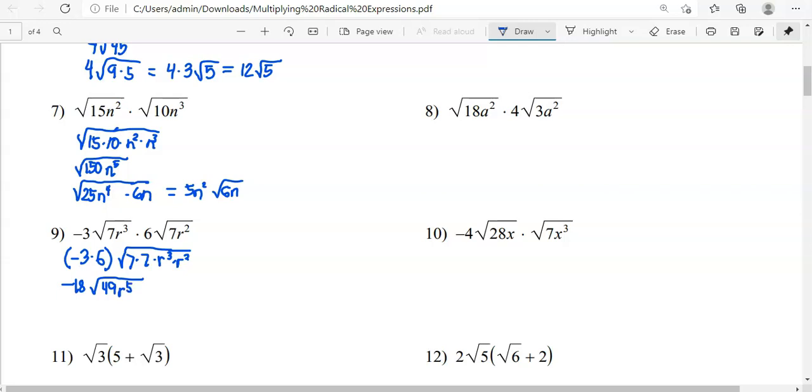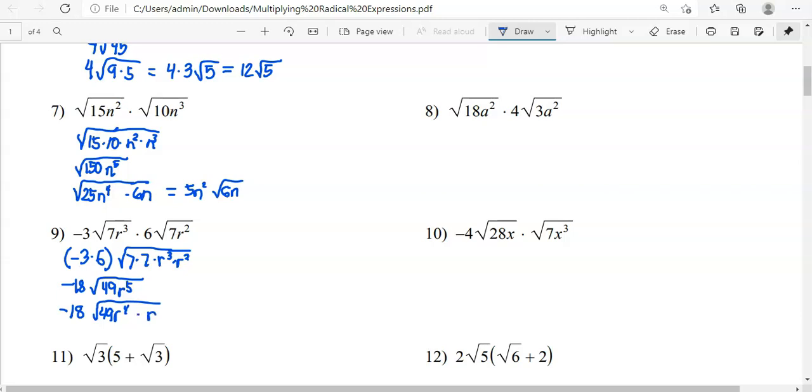Okay, then factor out natin yung radical. So negative 18, since yung 49 has a square root, so lalagay natin lahat yun. Hindi na natin kailangang i-factor. So 49, then yung sa r raised to 5, yung perfect root dyan is r raised to 4. Yung remaining variable sa kabila.